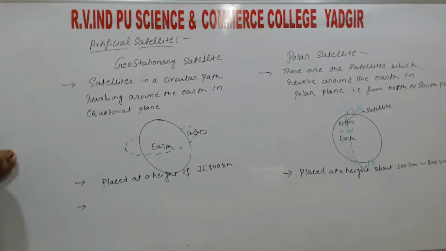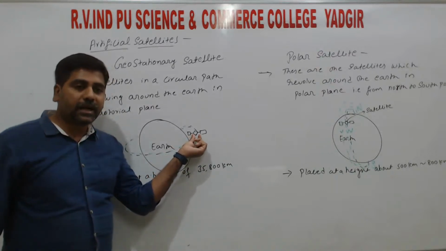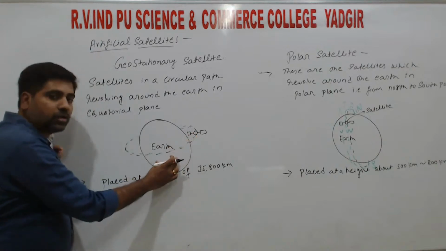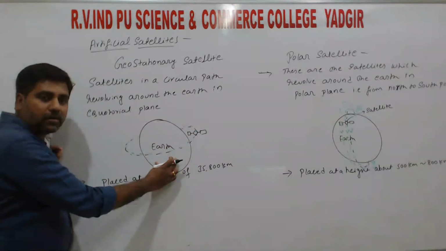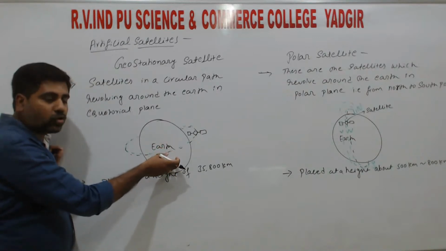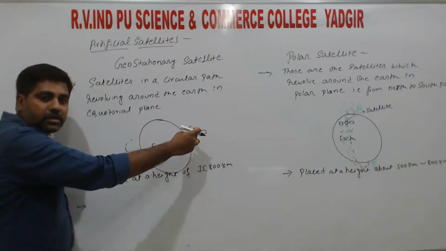So the next point is the time period of the revolution of the geostationary satellite is 24 hours, right? So this is equal to the rotation period of the earth, right? The earth rotating about its own axis takes a certain time, and that same time is taken by the geostationary satellite, right?